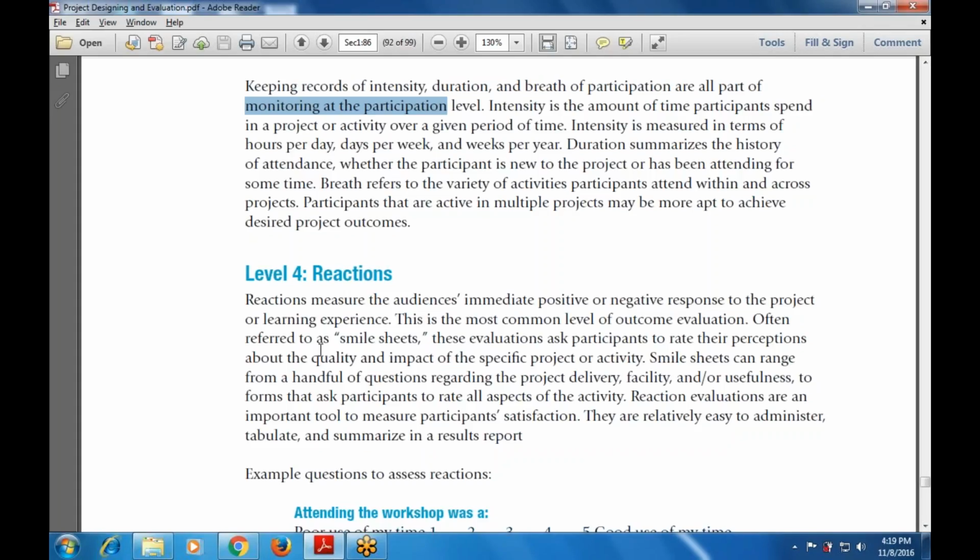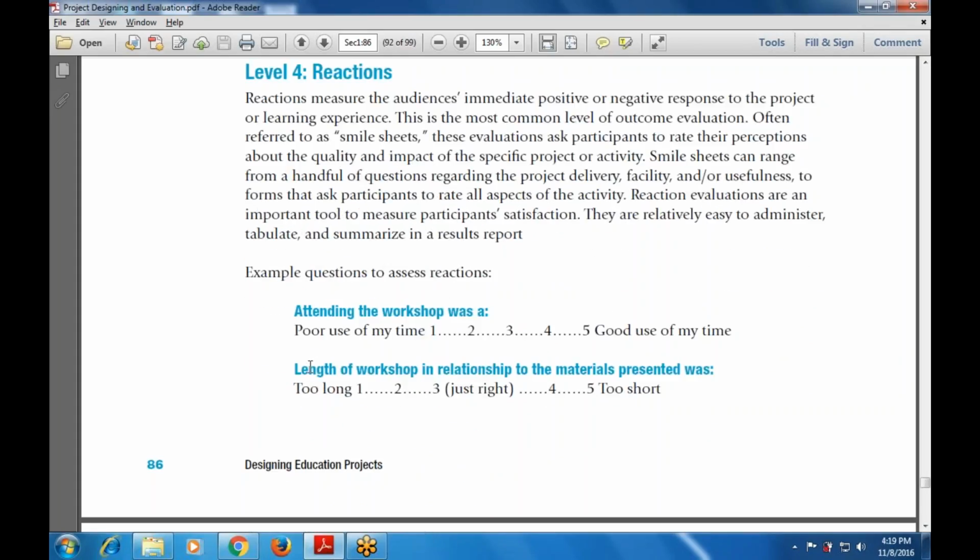And there are multiple example questions to assess the reactions. What are the various questions? The first one is: attending the workshop was a poor use of my time. This ranges from 1, 2, 3, 4, 5, where 1 is a poor use of my time and 5 is a good use of my time.